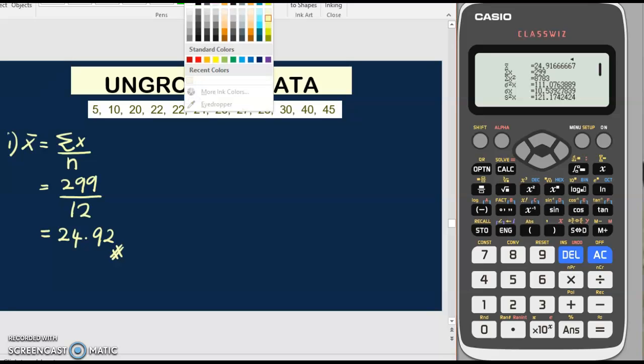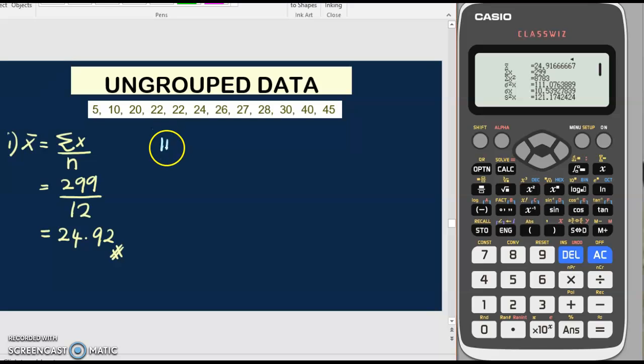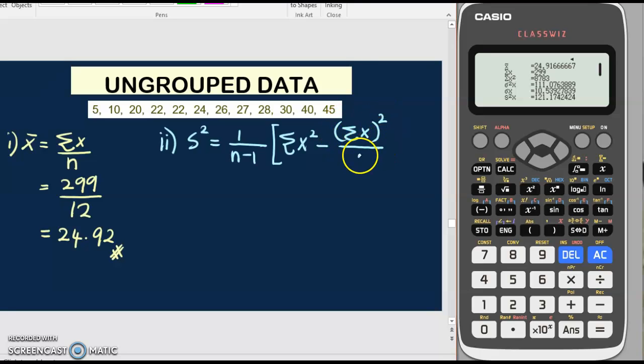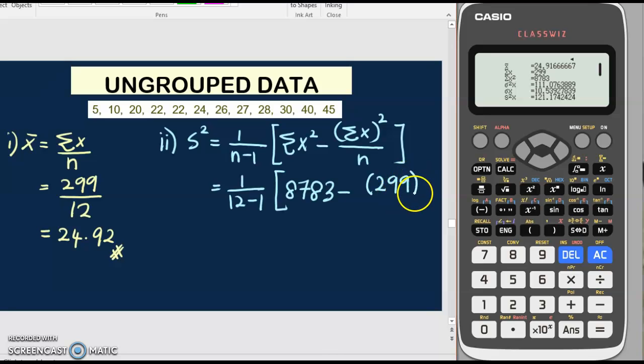Number 2, we are going to find variance. First thing first, we put the formula 1 over n minus 1 summation of x squared minus summation of x squared divided by n. And then substitute the value 1 over 12 minus 1. Summation of x squared will be 8783. 8783 minus summation of x is 299 square divided by 12.